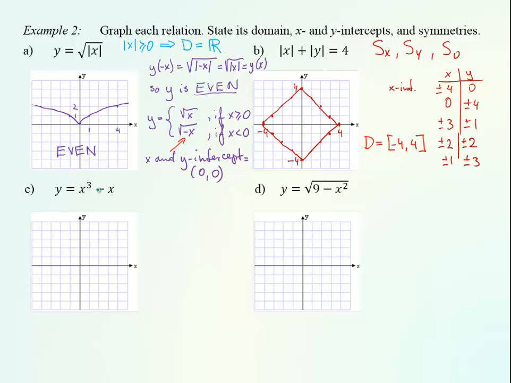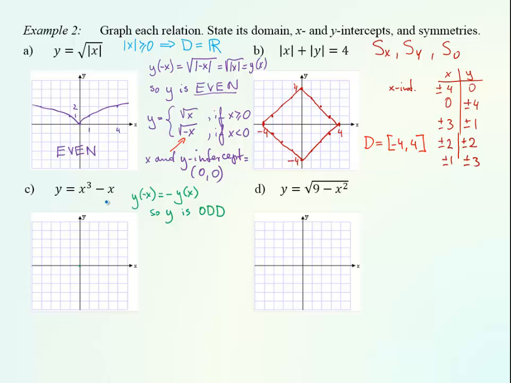The following example is a cubic function. We already experienced this function. It is odd since y of negative x is actually equal to negative y of x. So if I know the shape to the right of the y-axis, I can flip it over the origin to the other side and have the remaining part of the graph.